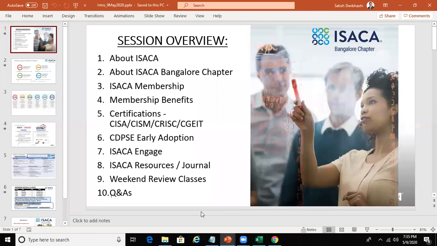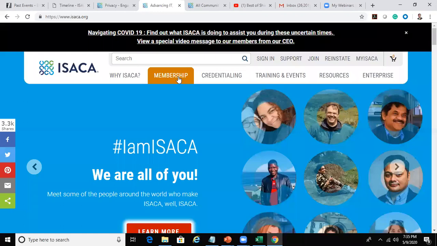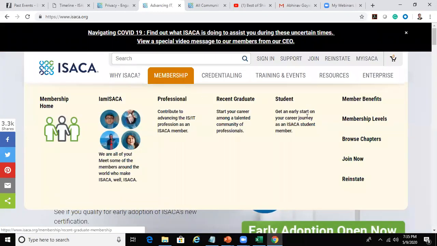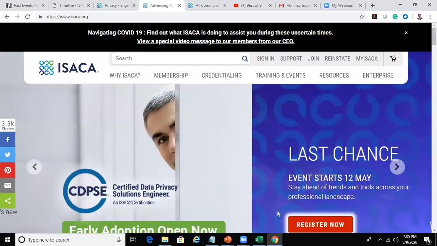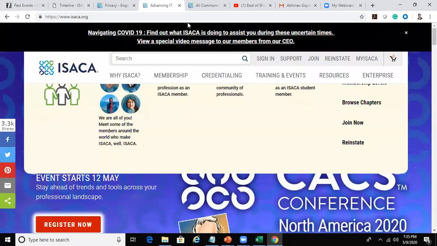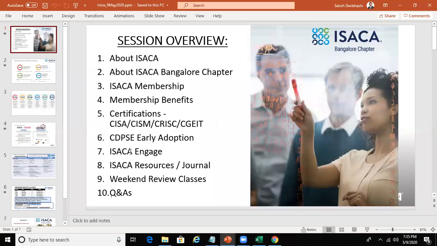If you are a member, again, because my interest is also to get you to become a member, because if you become a member, then you get access to a lot of other resources like COBIT and other journals, framework standards. So all that you get more access. Again, of course, as Anand said, you can definitely engage with the Engage platform. So that's all about ISACA Engage.